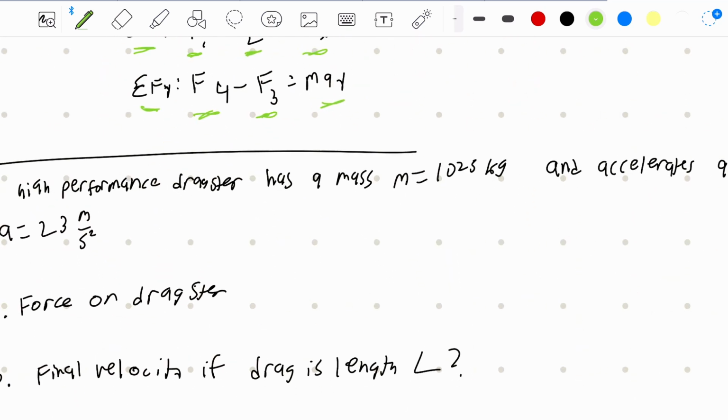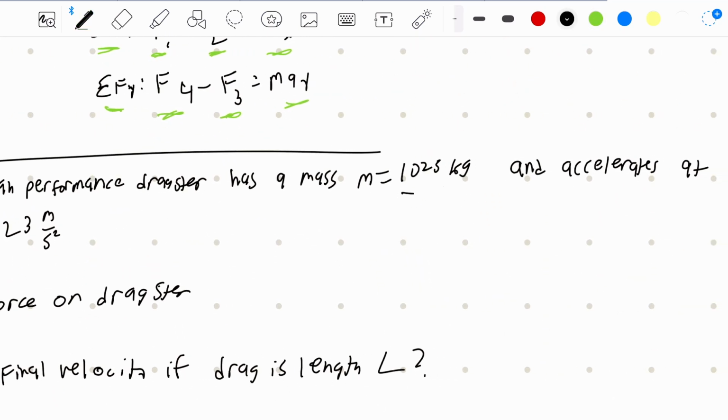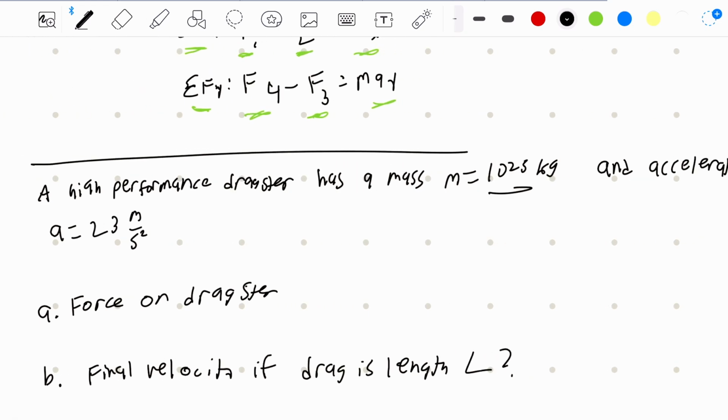So let's do a little practice. We have here a high-performance dragster, so some car. It has a mass and accelerates at some acceleration. It wants to know the force on the dragster. Well, we can draw our free body diagram. This is our dragster, just a dot again in space. And we'll draw a coordinate axis system here. So we have x and we have y. And we'll draw the forces on it.